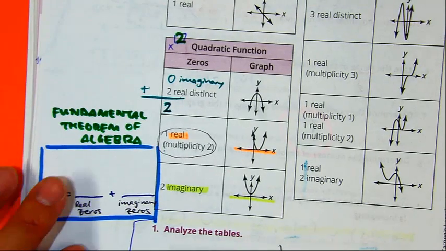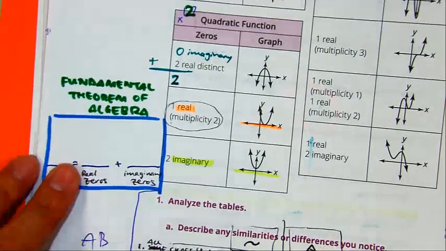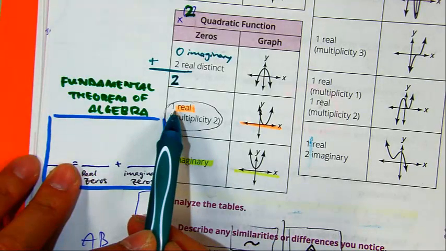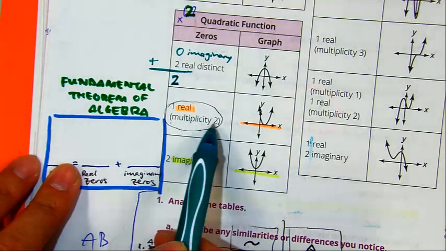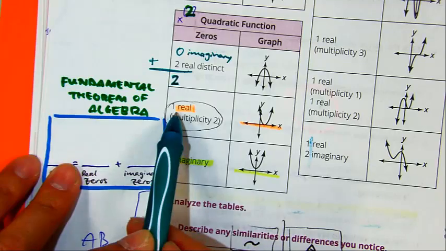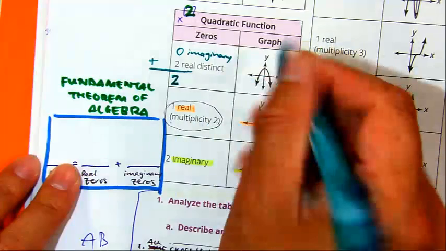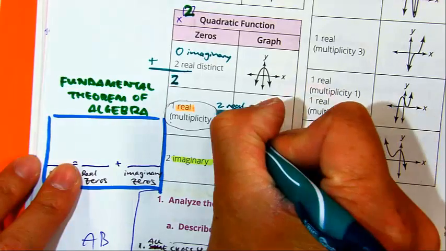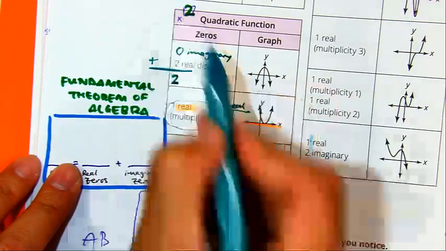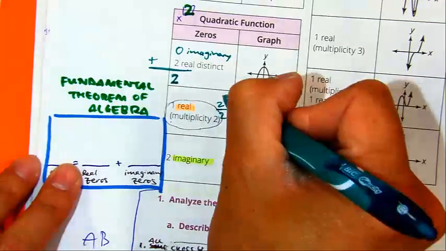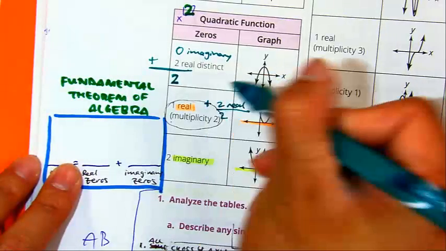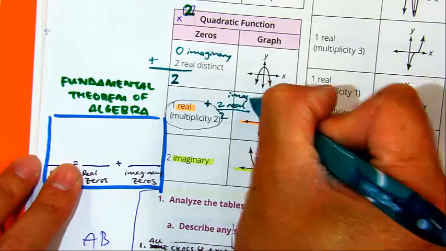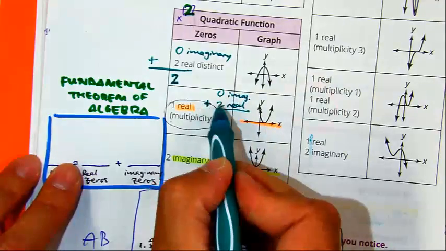Let's try the next one. This one says 1 real with a multiplicity of 2. Class, what's 1 times 2? 2. So I have 2 reals. My total is 2 because the degree is 2. And class, how many imaginaries do I have? 0. 0 plus 2 equals the 2.